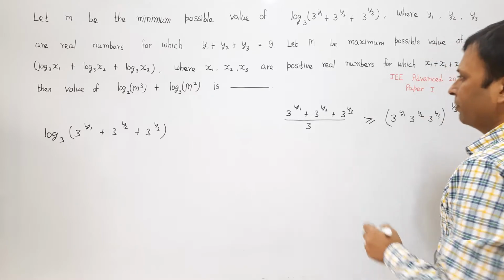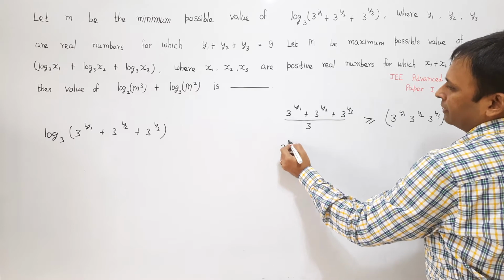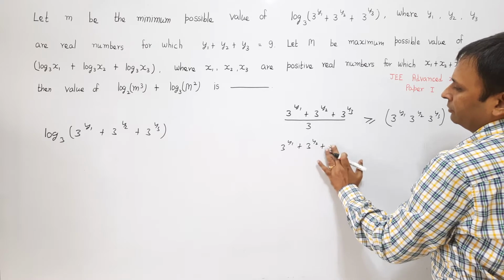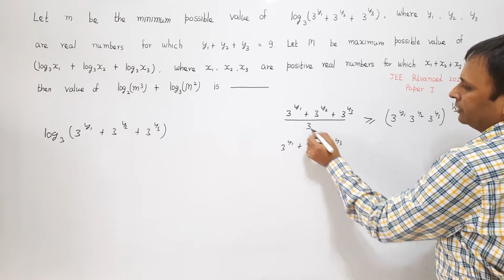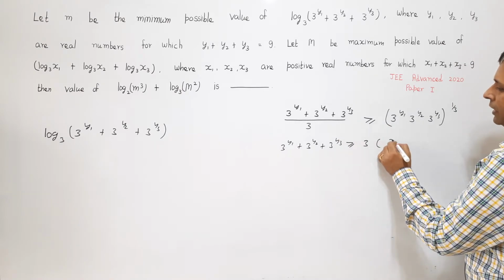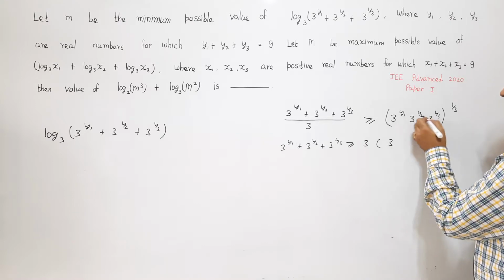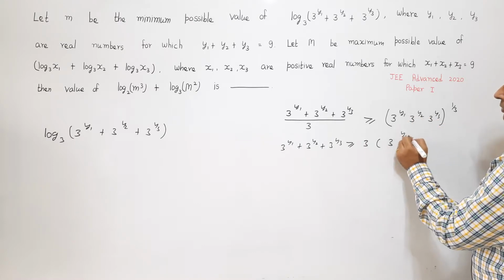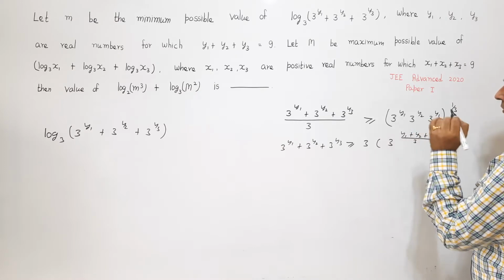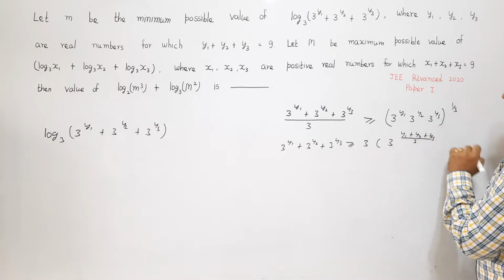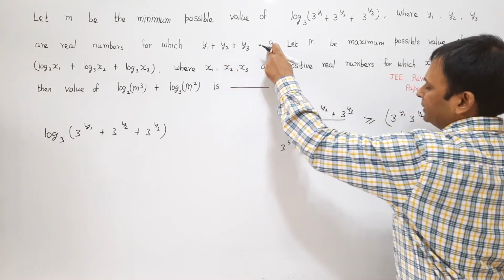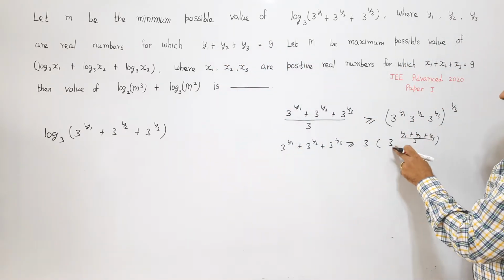Now I can say that 3 to the power y1 plus 3 to the power y2 plus 3 to the power y3, and this 3 will come on to the right hand side. So this is always greater than or equal to 3 raised to the power, because using the law of indices these powers will get added up, so you get y1 plus y2 plus y3, and this is raised to the power 1 by 3. So I can say y1 plus y2 plus y3 divided by 3, and we have been given that y1 plus y2 plus y3 is 9. So this is 9 upon 3. So this becomes 3 to the power 3.